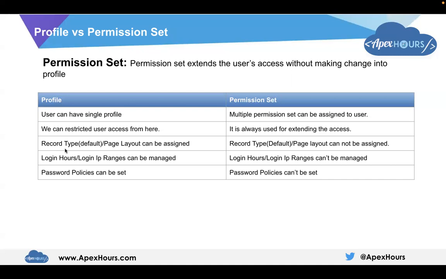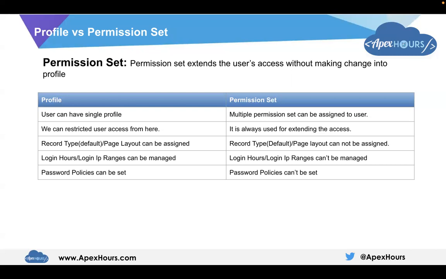Now, for record type, we can set a default record type, and page layout also can be assigned on the basis of profile. But this cannot be done via permission set. Login hours and login IP ranges can also be managed via profiles, but this cannot be managed via permission set. Password policies can be set via profile, but cannot be set in a permission set.